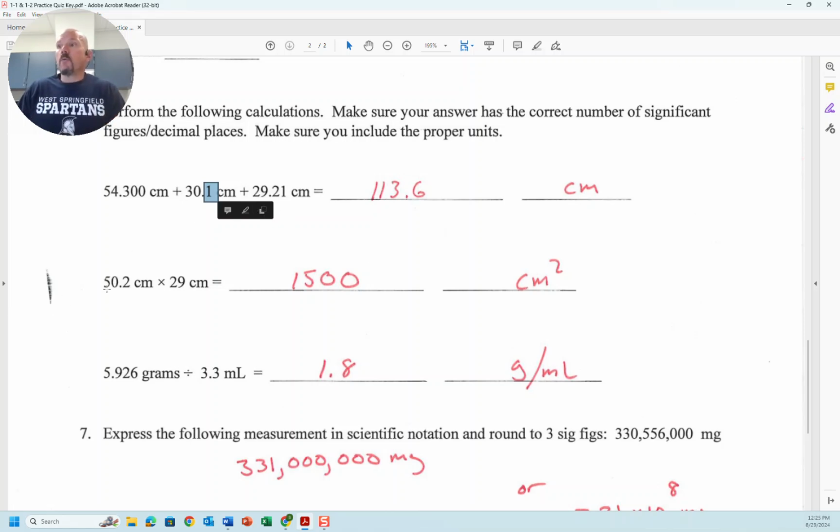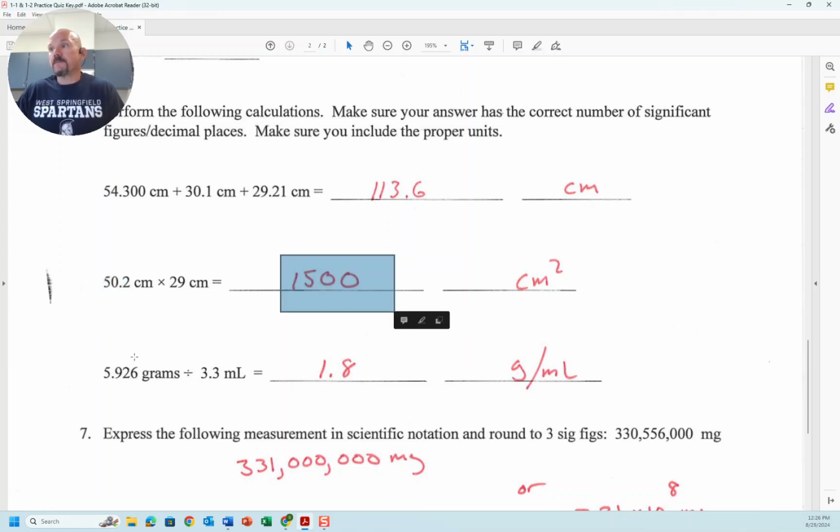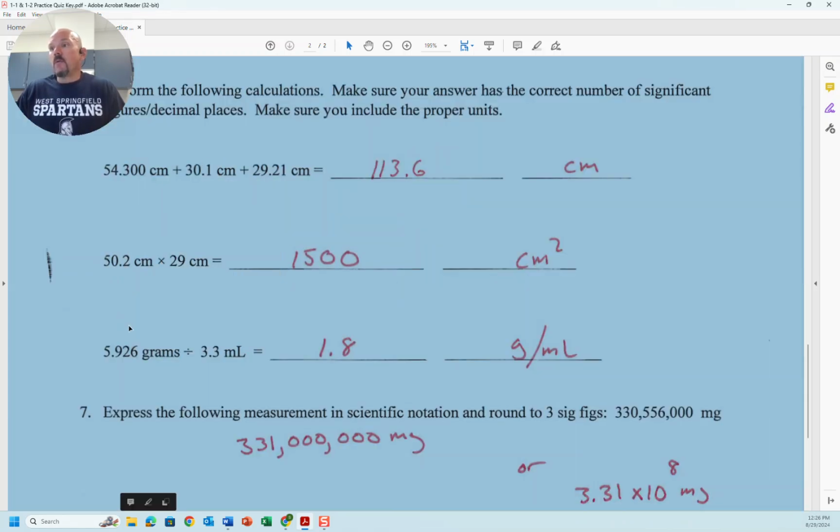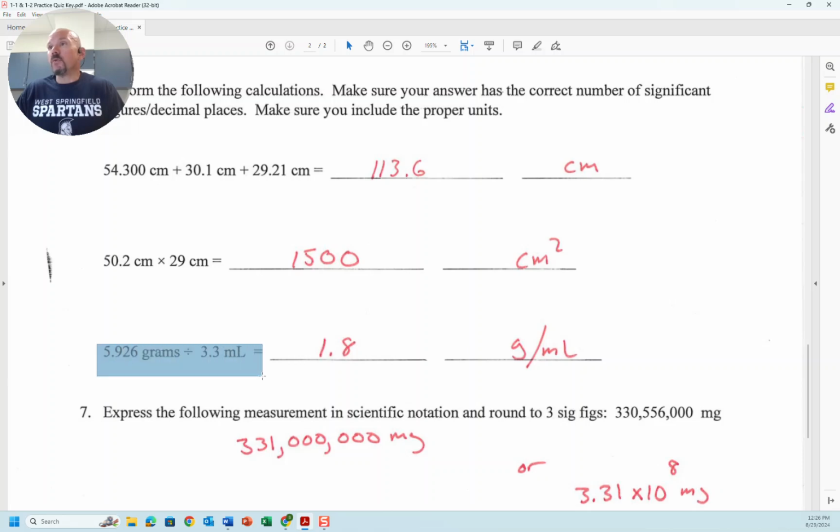Okay. Here we're multiplying, so we're worried about sig digs. We should recognize that this only has 2, while this has 3 sig digs. So we have to round our final answer to just 2 sig digs. Okay. And then we're dividing, same rule. It's the sig fig rule when you multiply or divide. So our mass measurement has 4, but our volume measurement only has 2. So we're going to have to round to 2 sig digs. Okay.